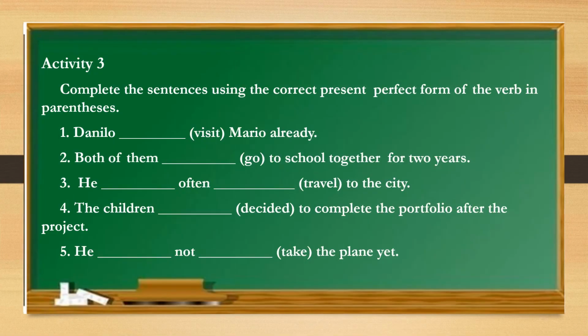Activity 3. Complete the sentences using the correct present perfect form of the verb in parentheses. Number 1. Danilo blank Mario already. Number 2. Both of them blank to school together for 2 years. Number 3. He blank often blank to the city.